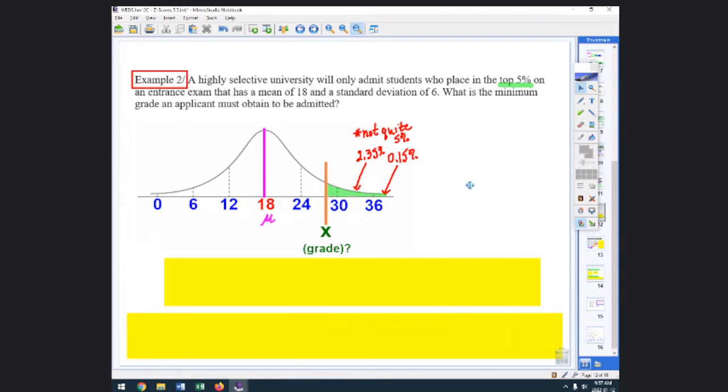So this time, I don't know the grade. This time, I'm trying to find X. So if I think of my formula that I have to use every time, Z is equal to the value for X minus mu all over the standard deviation. Well, I don't know this, and I don't know the Z score, but I know these two guys.